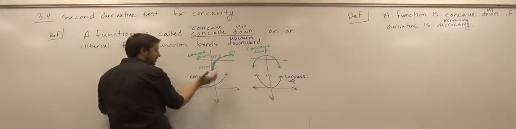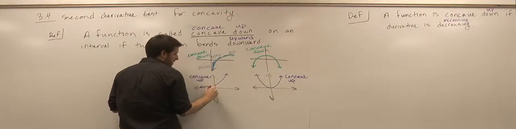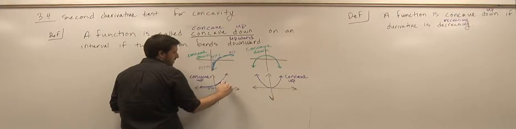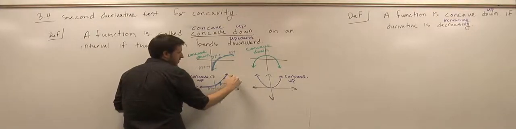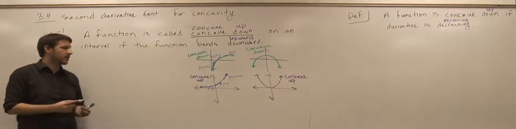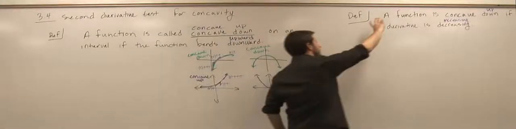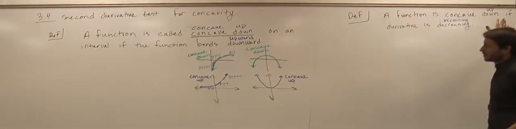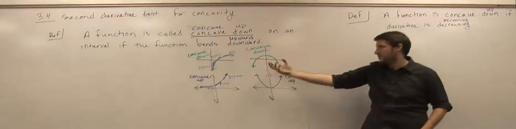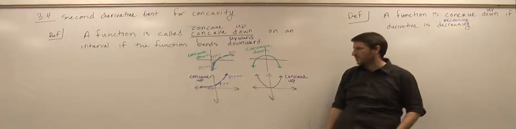Here the derivative is increasing because the slope of the tangent line is getting more and more positive, right? Here it's a little bit positive. Here it's more positive. Here it's much more positive. So here the derivative is increasing. So this is a helpful definition when we start doing math, but whether it's bending upward or bending downward is a little bit better for the graph.